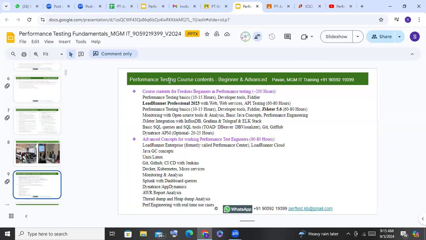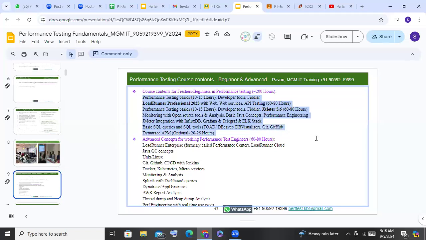So these are the course contents: beginner and advanced. What we basically tell is, for the advanced, only the experienced people who have some real-time experience, or people who want to claim 3 to 4 years of experience, go through these advanced concepts as well. But all the other people have to compulsorily go through these concepts. Okay, so these are the different concepts that we would cover, guys.